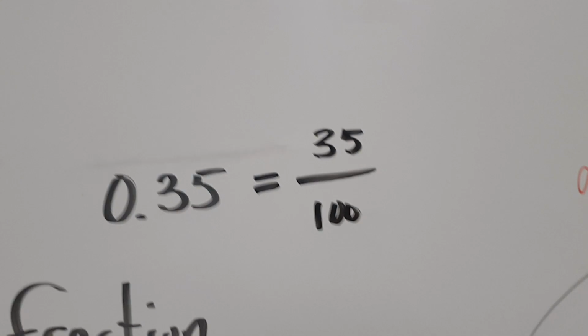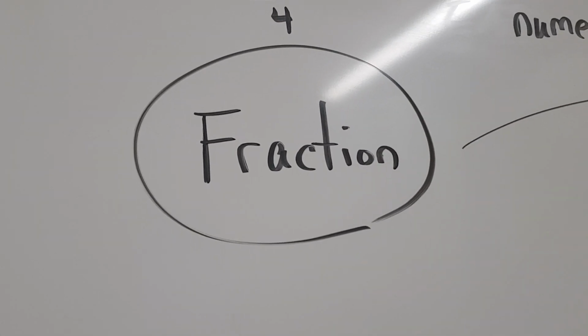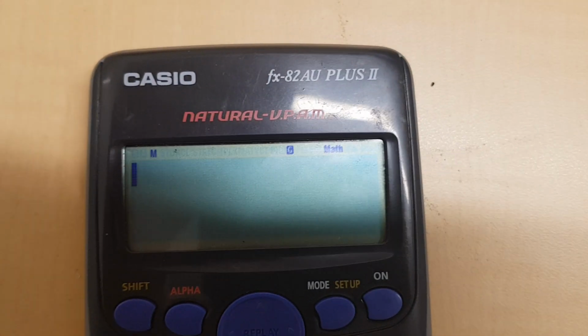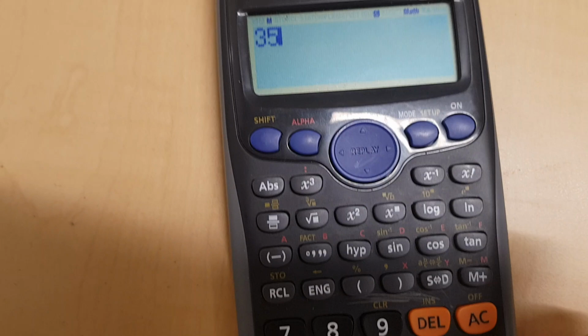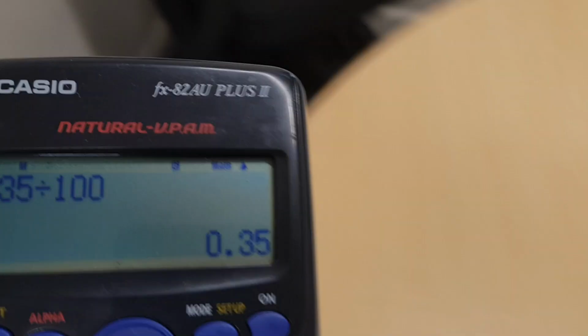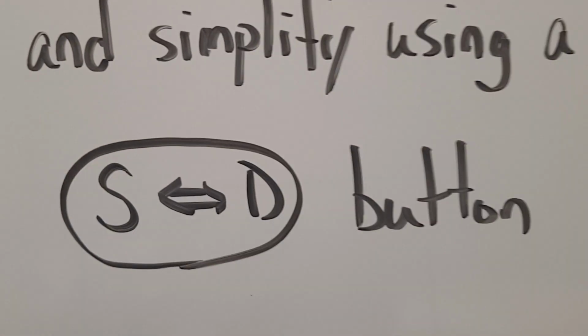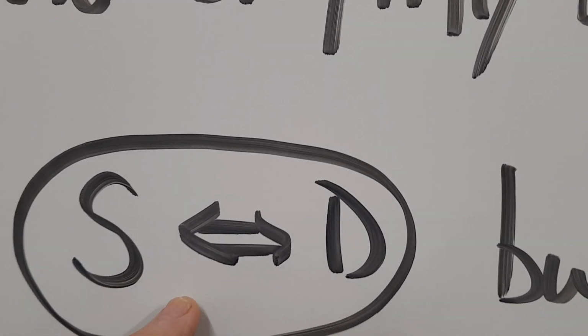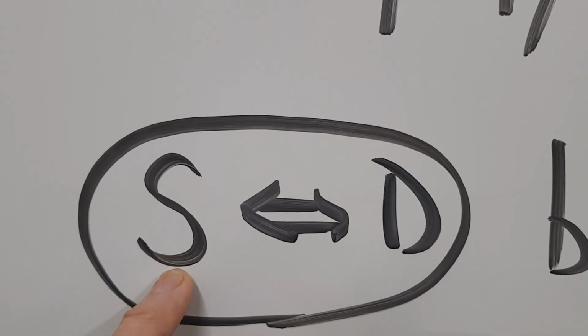Now, once we've got it as a fraction, we can change that into simplest form using our calculator. So turning that on, we're going to go 35 divided by 100. There we see is 0.35. Now, what you're going to do on your calculator, you're going to use the S to D button. S stands for simplified fraction, and D stands for decimal.